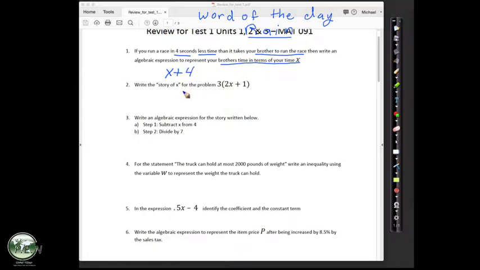I just did one of these in my 081, and it's an easy one to switch because you start reading it and you think the brother's faster because he did it in less time. But no. X is you, in terms of your time, x. So there's a lot of wording in here that can throw you off. Okay, so x is your time, but we want your brother's time. If anything, you could label it as brother's time.